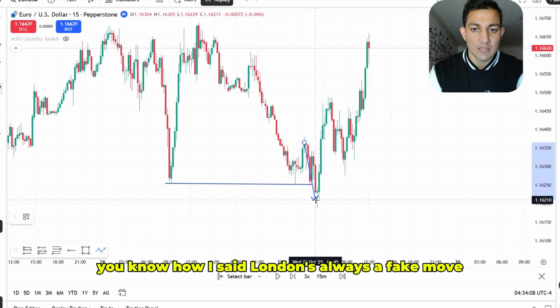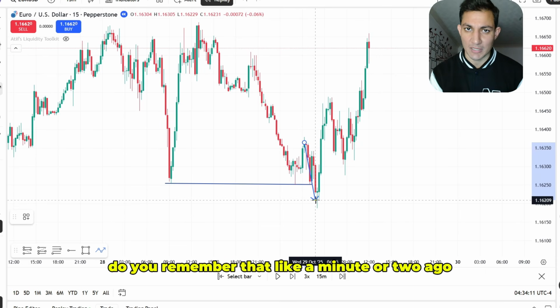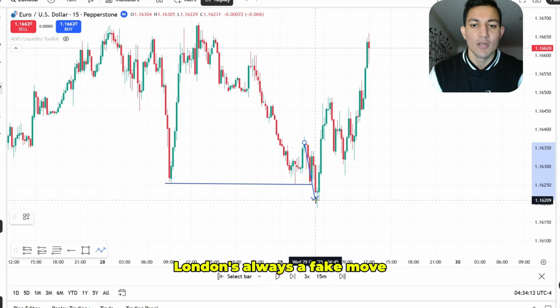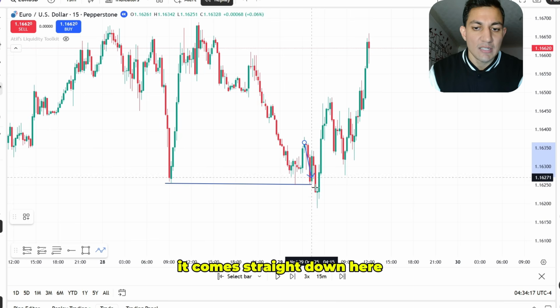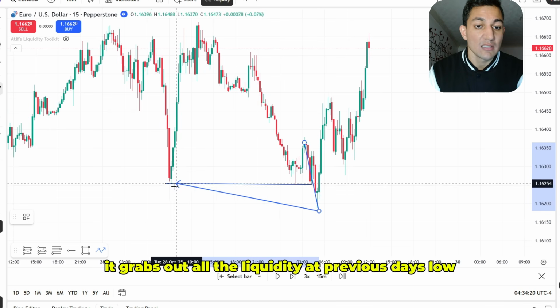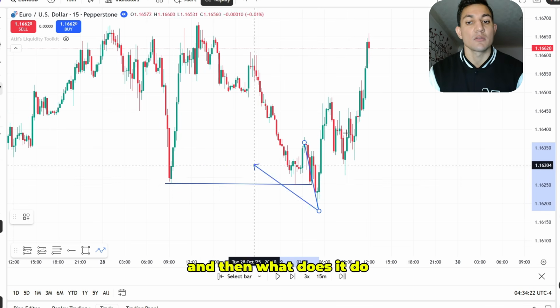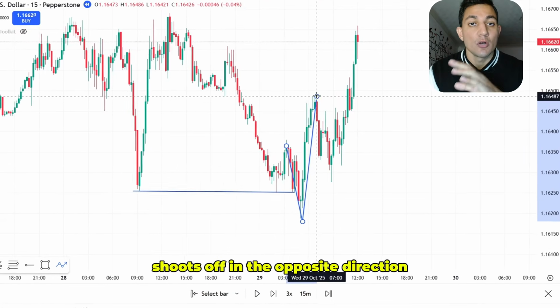London session, and you know how I said London's always a fake move? Do you remember that? Like a minute or two ago? London's always a fake move. Well, it's not a fake move going randomly to some random place, right? It comes straight down here. It grabs out all the liquidity at previous day's low. And then what does it do? It instantly and aggressively shoots off in the opposite direction.